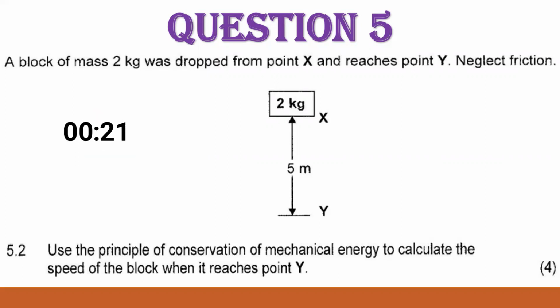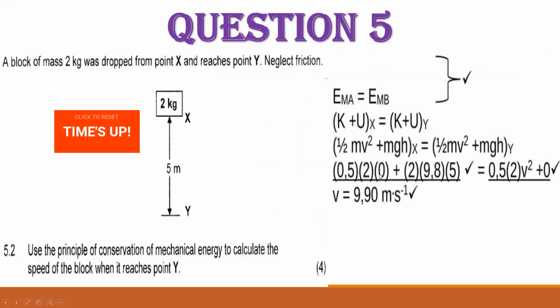From X to Y, the object is moving, initial velocity is 0. Just remember that. The conservation of mechanical energy formula we should remember. Yes, last 2 seconds. Time is over. So it is time to show the correct answer. But please try first, get your answer first, and then you can check.